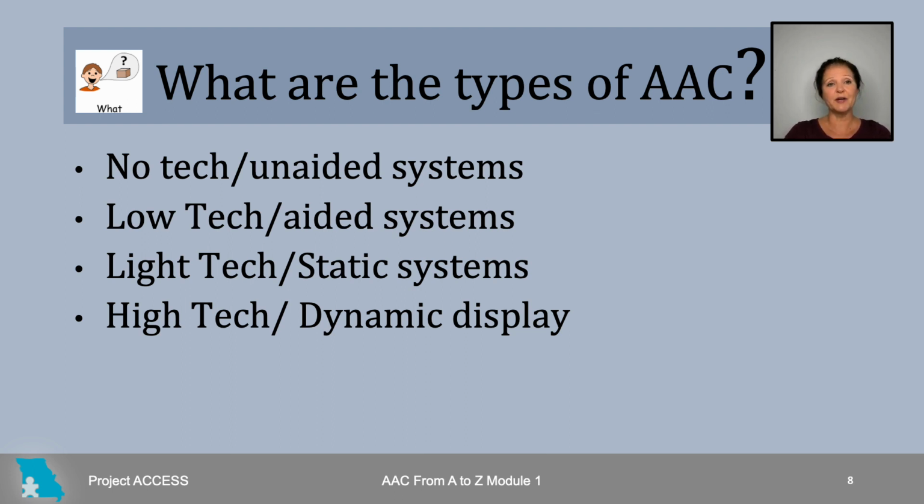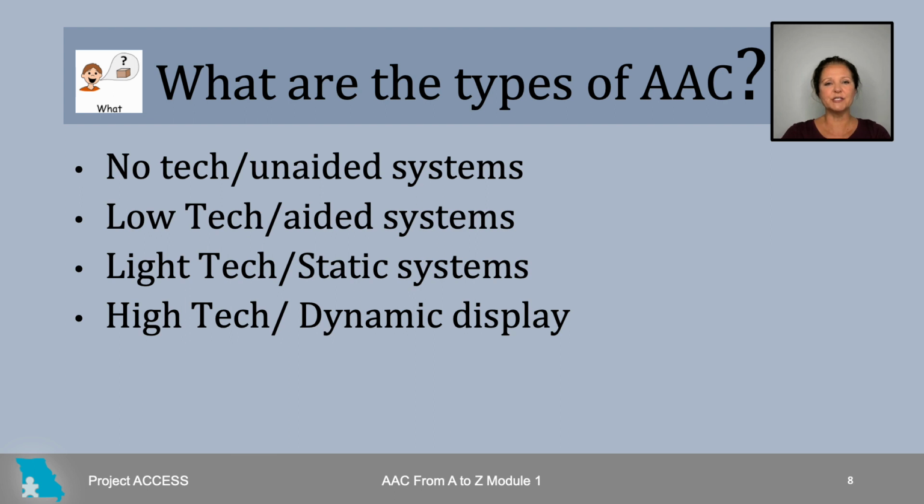Okay, so the first one is no-tech unaided systems. These do not require extra equipment. They're things like pointing, gestures, facial expressions, body language, sign language. These are some of the first signs of communication, and I usually pair them with any low-tech or high-tech system to help with understanding.